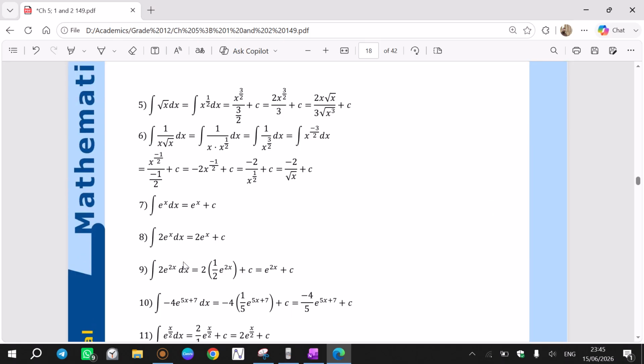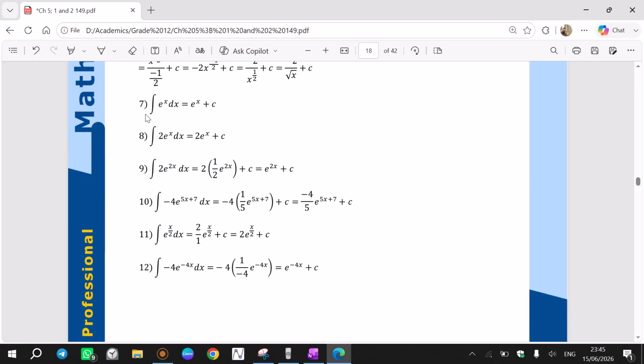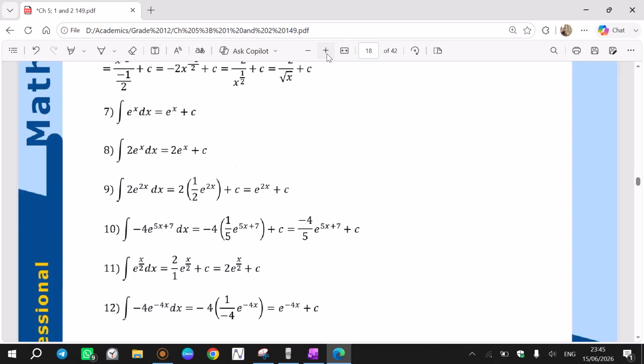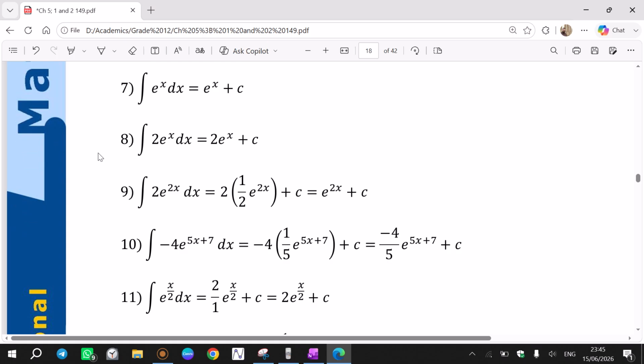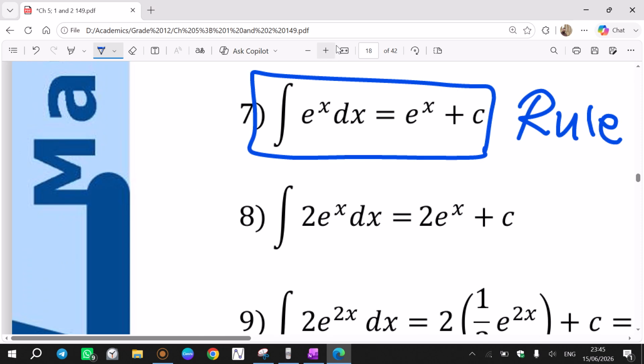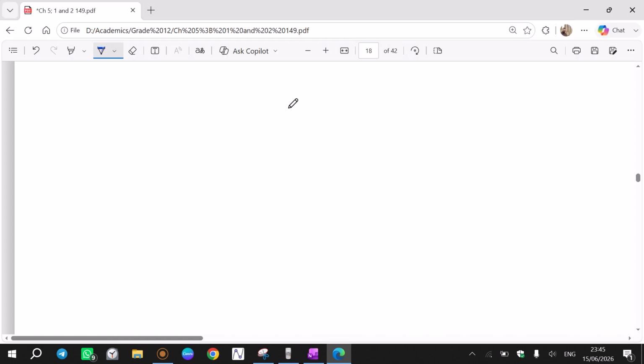No, wait. There are some questions I want to show you. I just remembered. The exponentials. Integral of e power x, this is a rule. Integral of e power x is just e power x. Stays the same, the exact same thing.